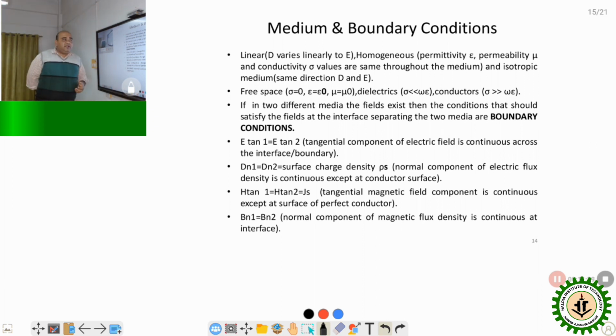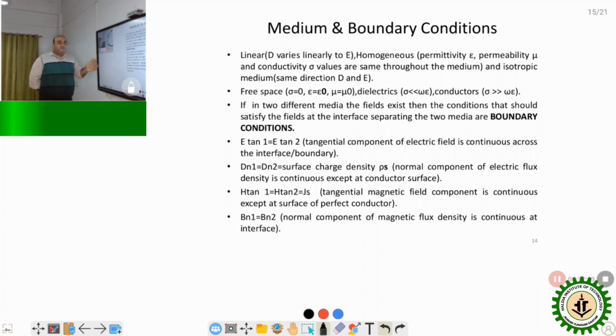Medium and the boundary conditions. We mainly see there are different kinds of medium, but for the sake of simplicity or assumption, we sometimes consider the medium to be linear, sometimes homogeneous, and sometimes isotropic. All these terms describe how the medium properties vary with respect to D and E, and whether they are the same or not. That time it will be a homogeneous medium and so on.